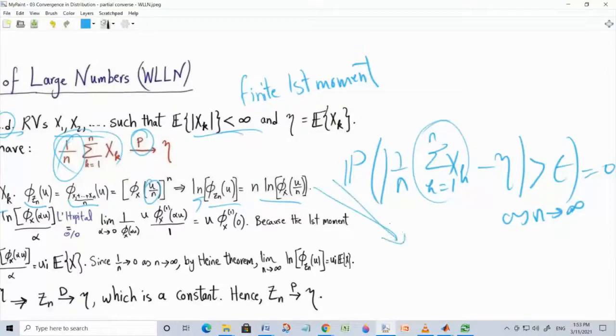So what we can do is replace n by 1 over alpha, where alpha is a continuous parameter, and then take the limit as alpha goes to 0. Right. So what we'll do is rewrite this thing as 1 over alpha ln phi x of alpha u. Okay, and then we study the limit as alpha goes to 0.